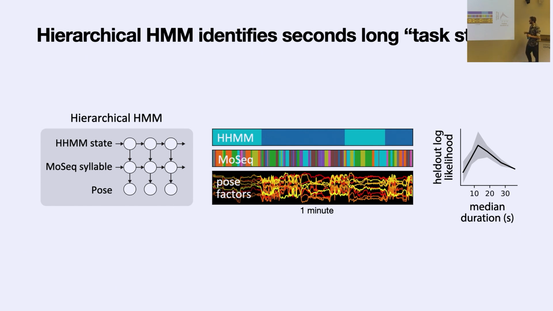One thing that's interesting is that if you look at the held out model likelihood, the goodness of fit of the model, it seems to optimize at a time scale of around 12 to 13 seconds, which is similar to the time scale that we saw as what PFC cared about in the behavior. So for now, I'm going to show you results for this 10 to 12 second time scale of higher order states.